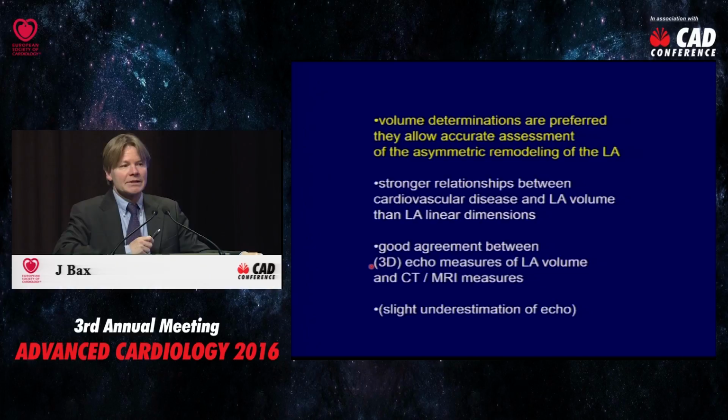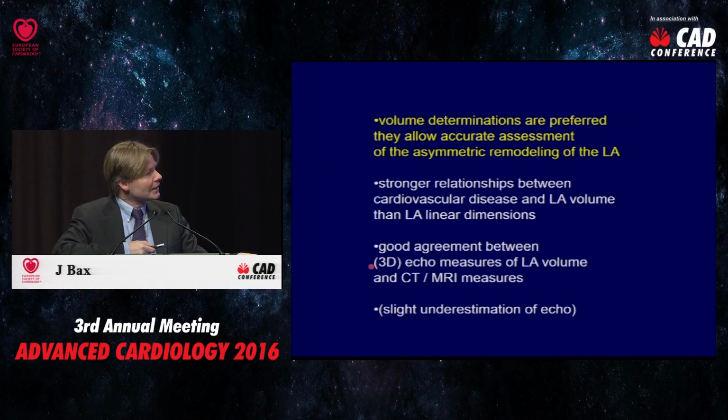So we realized that we want to go in the direction of volumetric measurements. We want to go in the direction of three-dimensional, eventually moving images, where we can measure the accurate assessment of size. So volume determinants are preferred since they allow accurate assessment of the asymmetric remodeling of the left atrium, as I just pointed out to you.